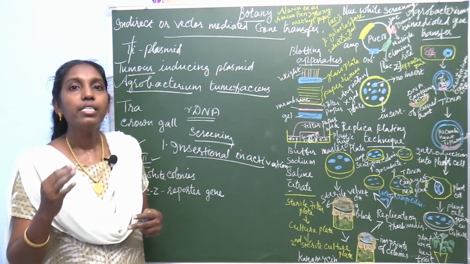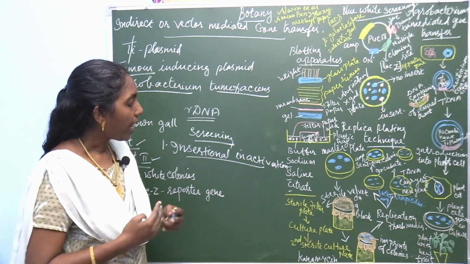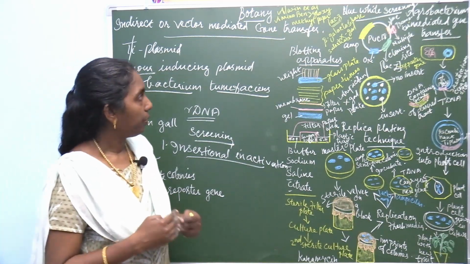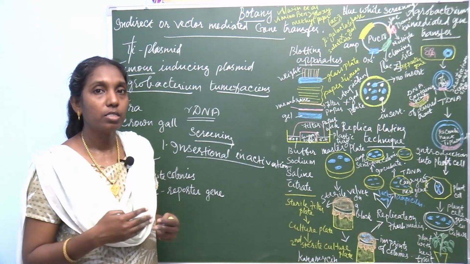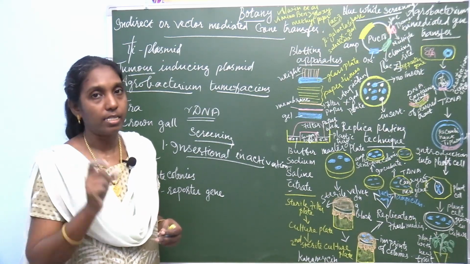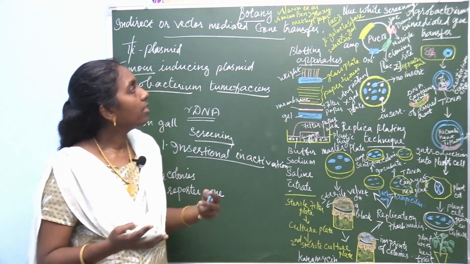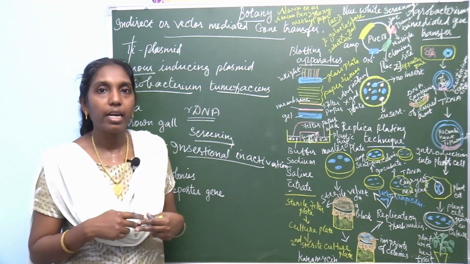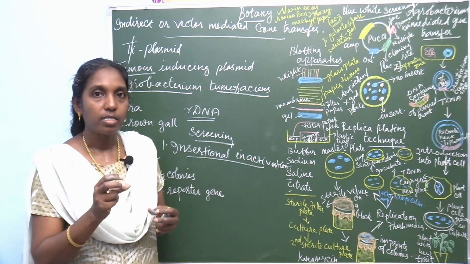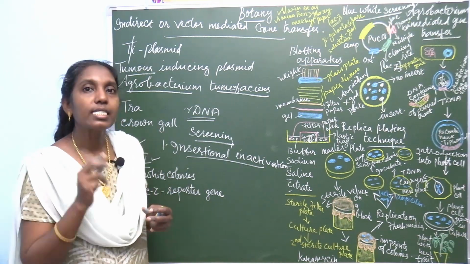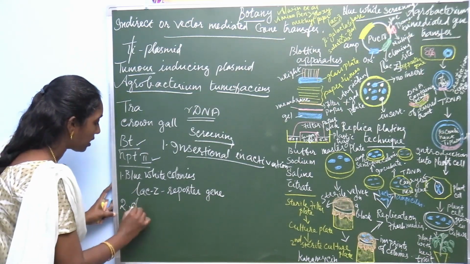The second one is antibiotic resistance. A number of antibiotics can be used. There are antibiotic resistances such as ampicillin and tetracycline, so there are different types of antibiotic resistance. This antibiotic resistance is used as a selectable marker. So the second type is antibiotic resistance.